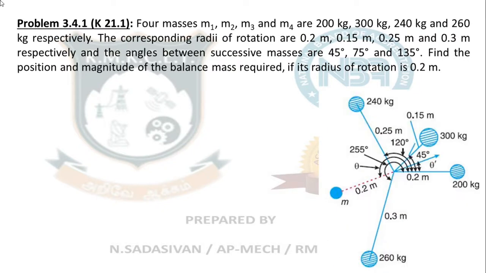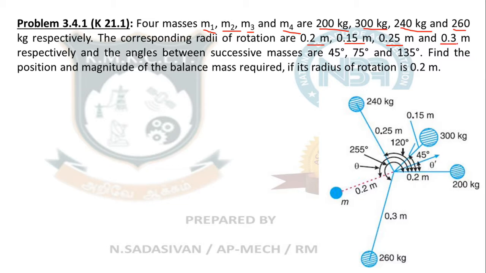Four masses M1, M2, M3, and M4 are given. The magnitudes are M1 is 200 kg, M2 is 300 kg, M3 is 240, M4 is 260 respectively. Corresponding radii of rotation: R1 is 0.2, R2 is 0.15, R3 is 0.25, R4 is 0.3.